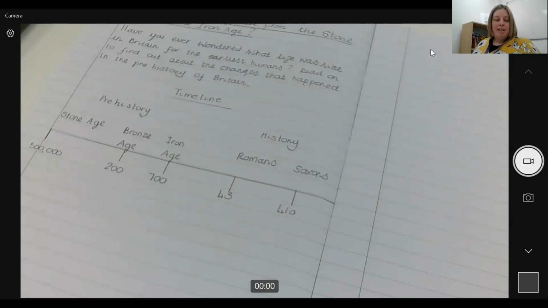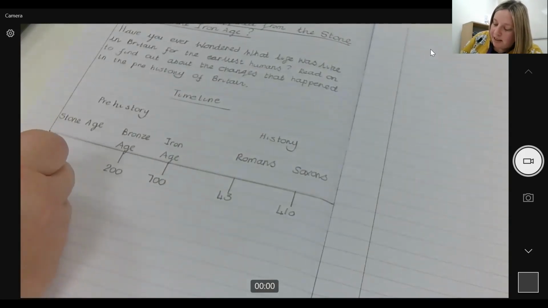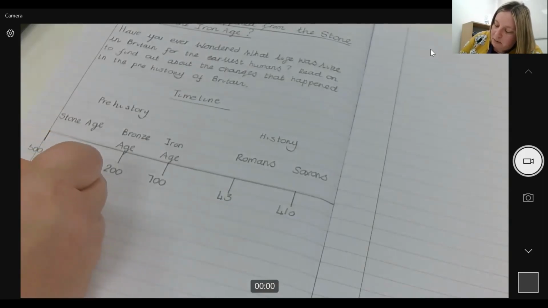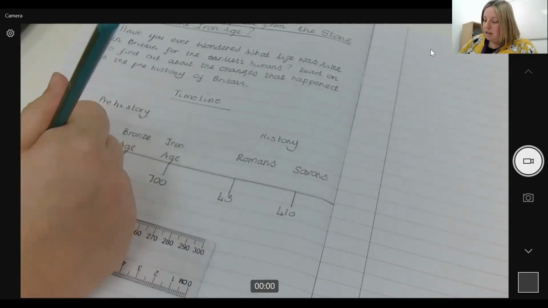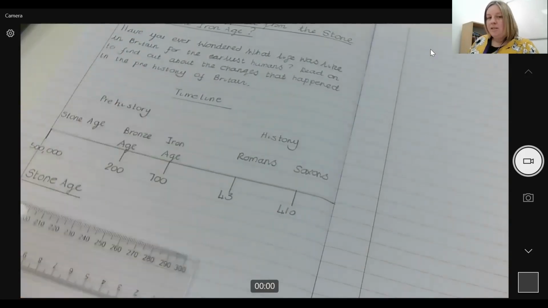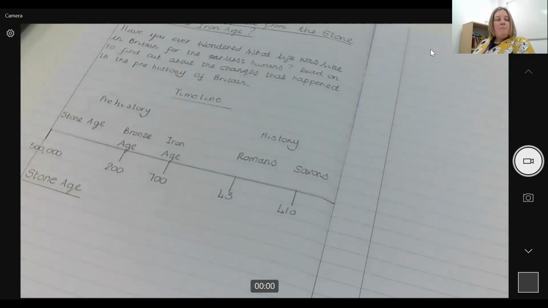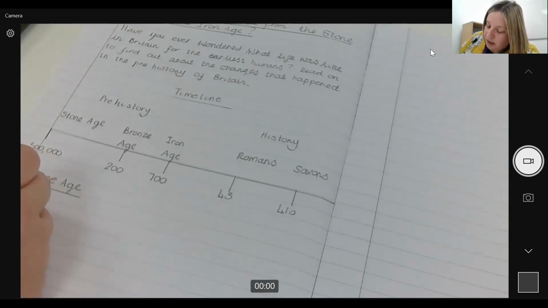Then I need to write my next paragraph. My next paragraph needs a heading, a subheading, and my subheading is the Stone Age, because we need to remember to write in chronological order. I need to underline this. And I'm going to start to write my paragraph about the Stone Age. So in the early Stone Age, people were hunters and they found food by roaming from place to place in different seasons. So I'm going to start to write that, remembering my checklist.